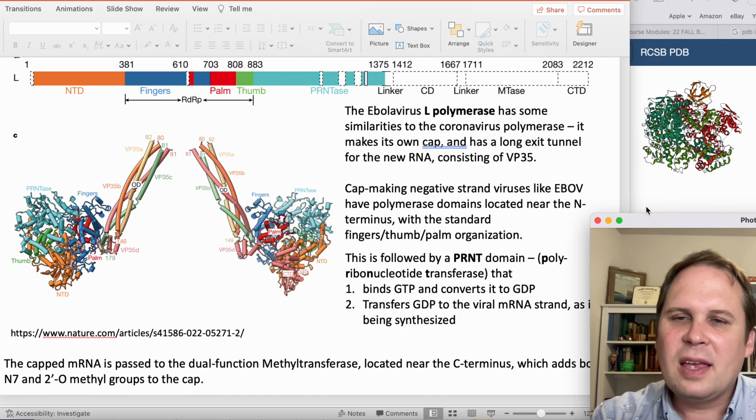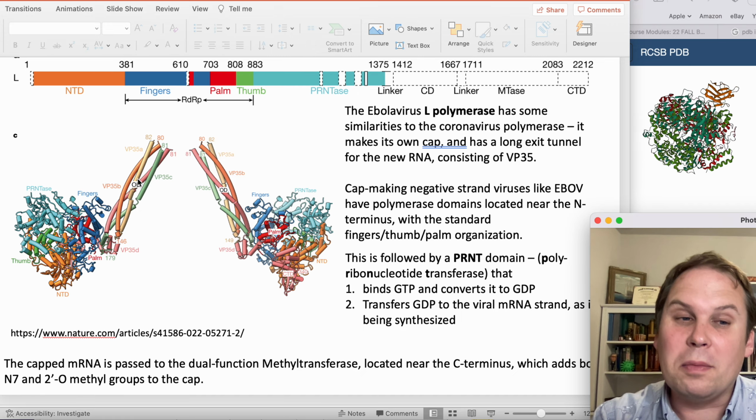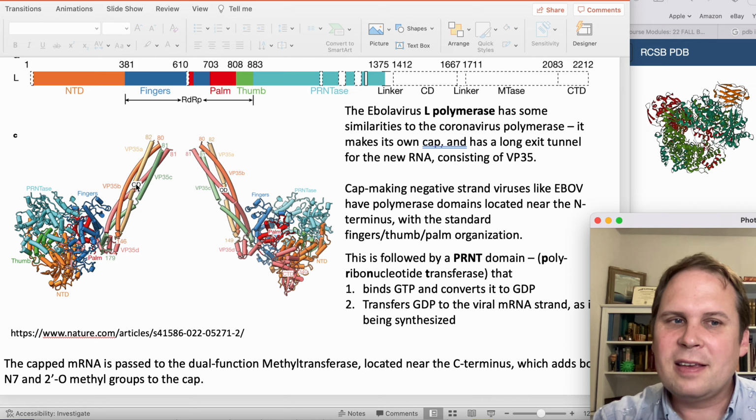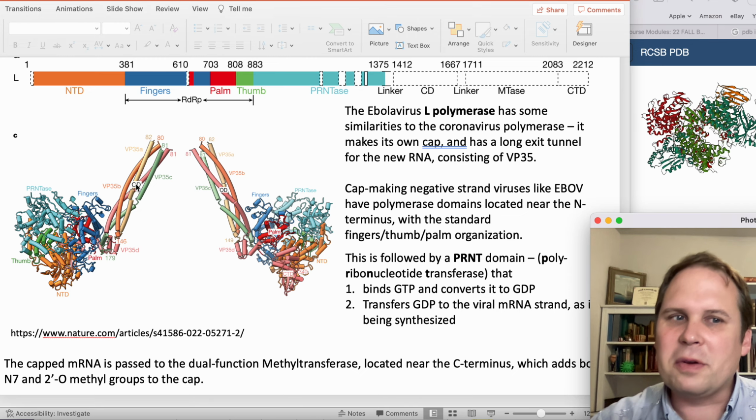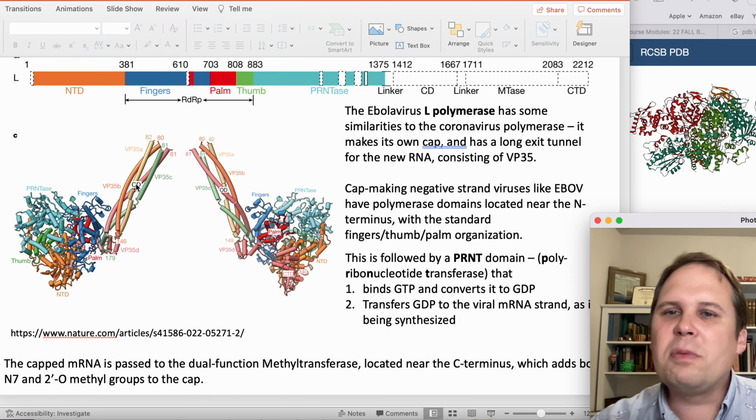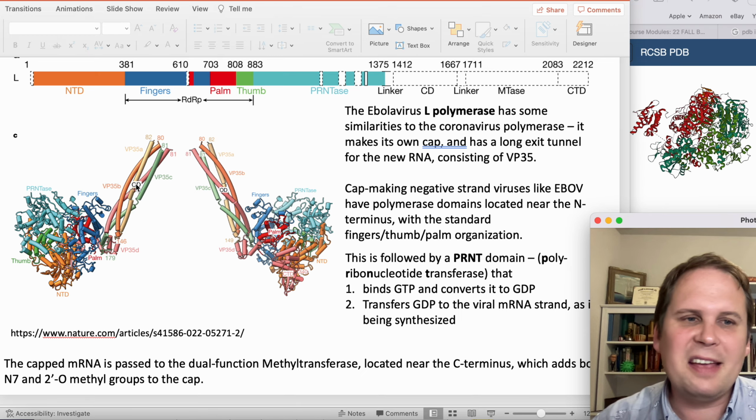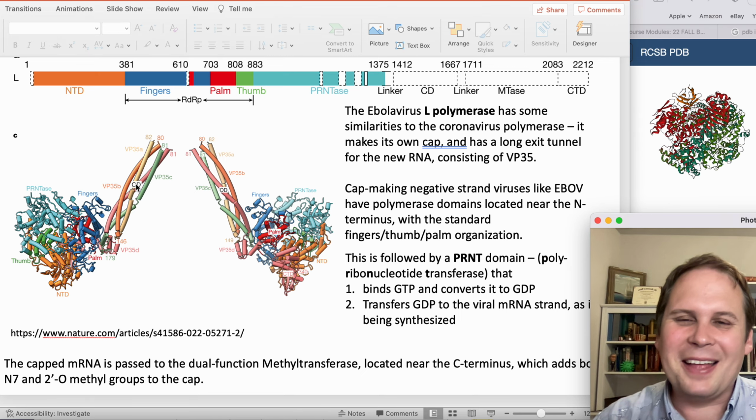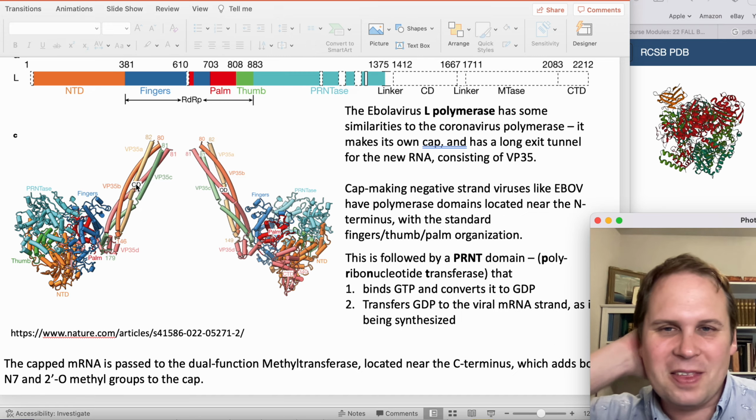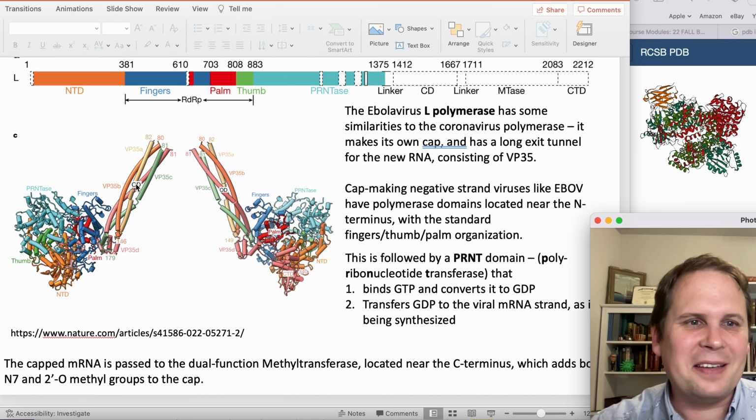So, here we've got a long exit tube. Do you remember coronavirus? It had NSP8, only there were 2 of them instead of 4 of them making the exit tube, but big whoop. Yeah, it's a long alpha helix that's the exit tube for the RNA. So that's still a thing.